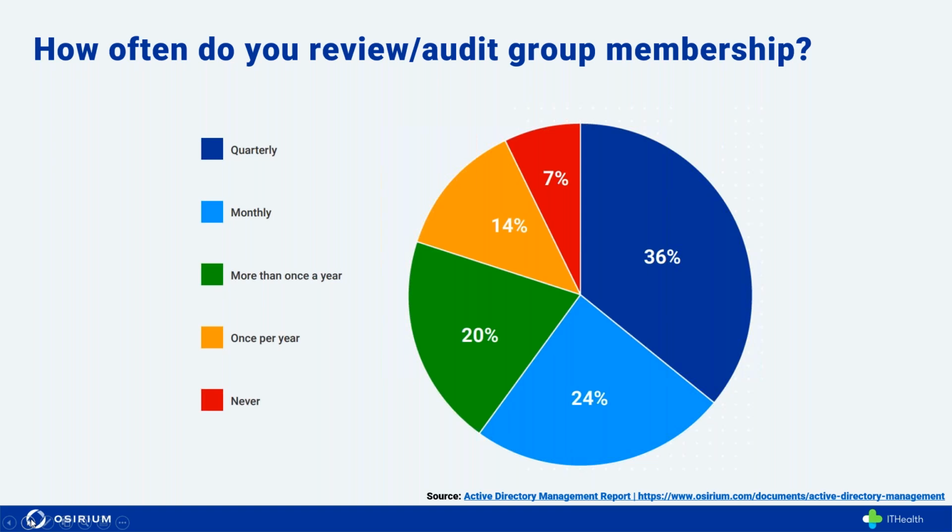So it's no wonder that people skip those reviews, and we can see here that only 24% of the respondents say they review those group memberships monthly, and 7% said they never review them, and 14% said they only do it once a year. That's not enough. People move between teams, sometimes daily, sometimes weekly, certainly monthly. There are changes in every team, so you've got to be reviewing those group memberships very, very regularly.